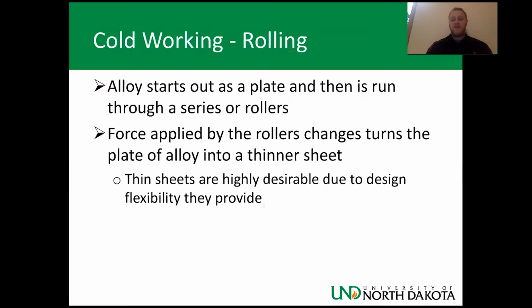The next thing we see is rolling. Again, another very common cold working technique. Here the alloy starts out as a plate and then it is run through a series of rollers. The force applied by the roller changes the plate into a thinner sheet. These thin sheets are super desirable for manufacturers because they provide design flexibility. It allows us to create things. It's much easier to work with a flat sheet of metal and change it to something than trying to design that shape right off the bat.